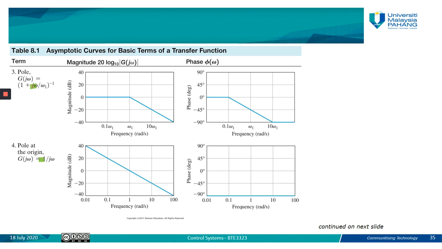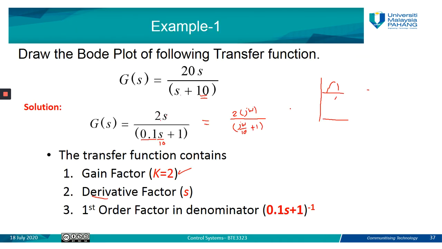1 plus j omega over omega 1, in the denominator. So this is for the magnitude. For the angle here, we have 2 points of change. We have omega 1 over 10, which is 0.1 omega 1, and we have the value of 10 omega 1, and after that. Okay. So in the case of our example here, omega 1 is equal to 10.